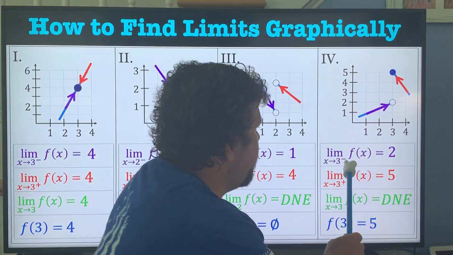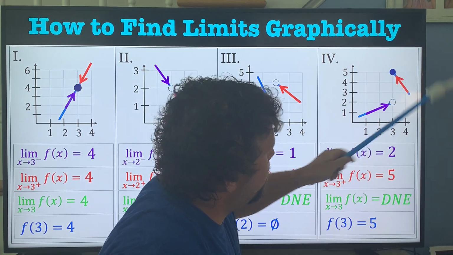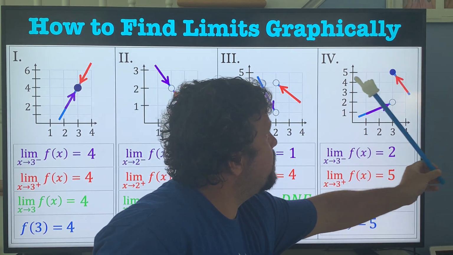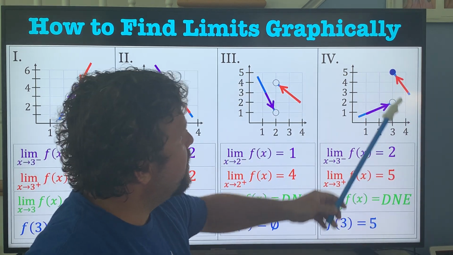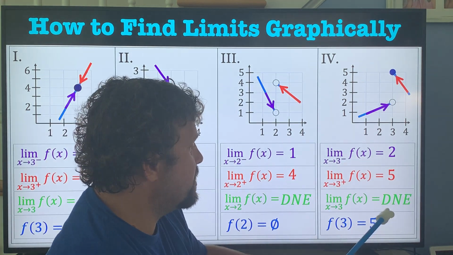Let's do the last one. 4, 3 from the negative. Here's 3 right here. As you approach from the negative, look at the purple: 2. As you approach from the positive, look at the red: 5. Because these two graphs are not touching, they're not continuous, therefore the limit does not exist.